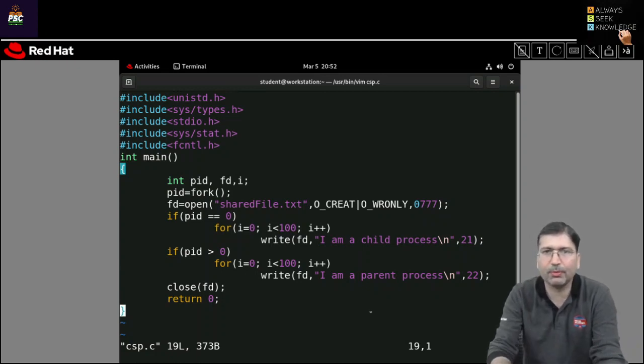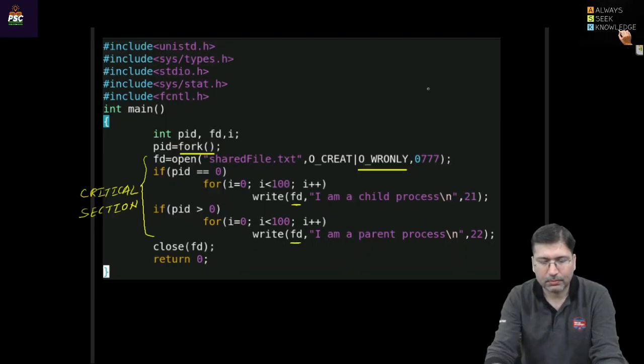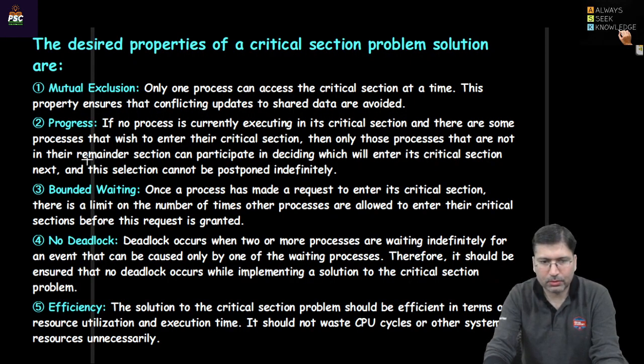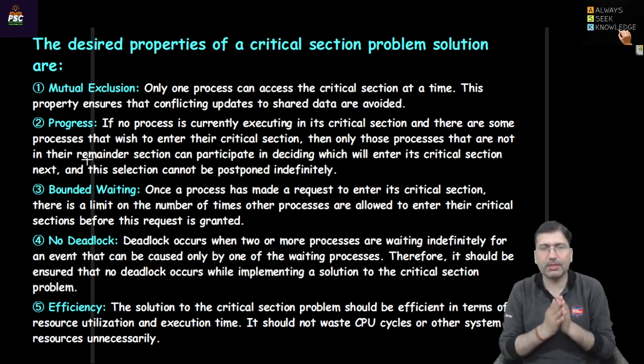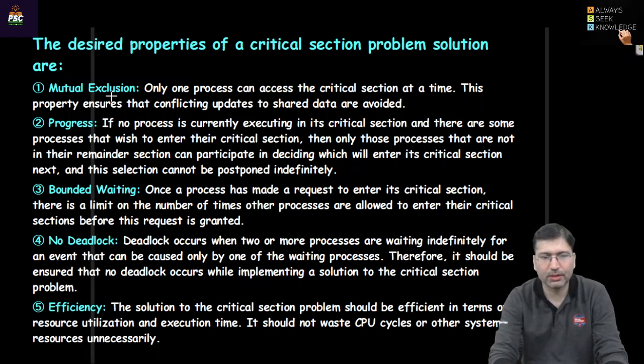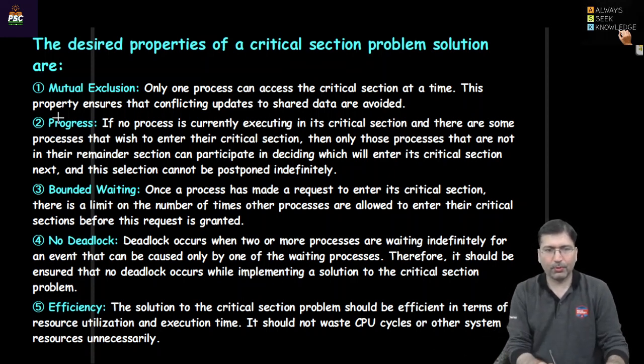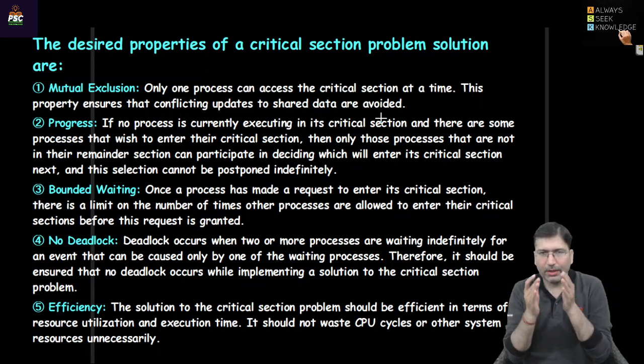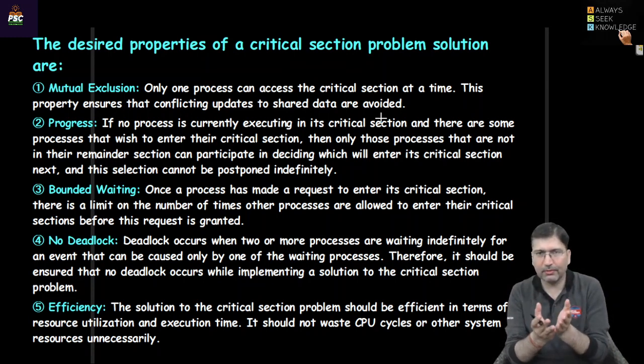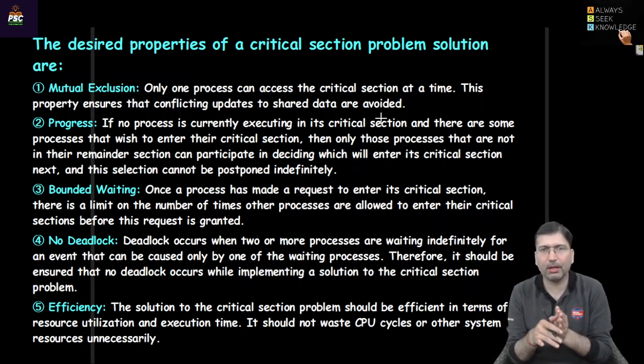Please look at some of the properties of a critical section problem solution. These are a few properties which every solution must satisfy. The very first property is mutual exclusion. Mutual exclusion means only one process can access the critical section at a time. The property ensures that conflicting updates to shared data are avoided. Conflicting update means when one process is updating, like the shared file I demonstrated, another process should not be allowed to start manipulating it at the same time.